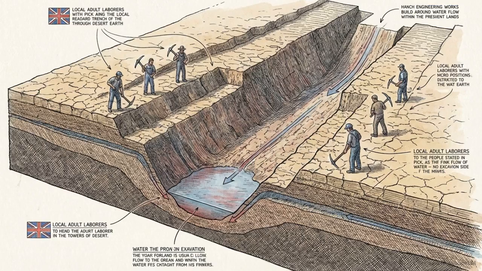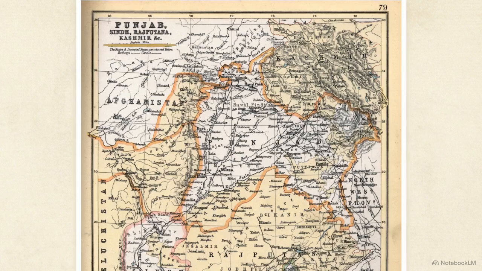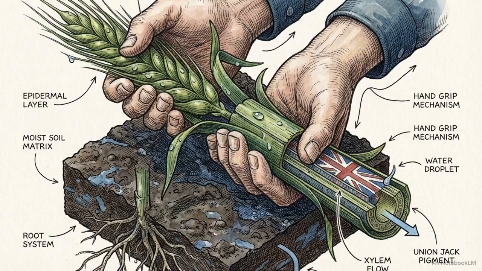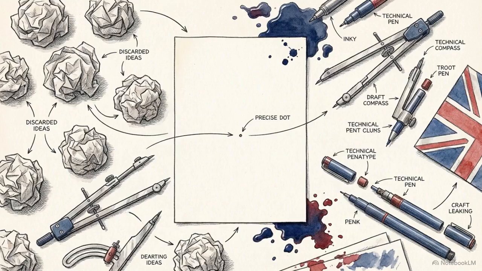Their canal colonization project was designed to turn the desert into a fertile agricultural zone called the Chenab Colony. This vintage map of the Punjab region shows the strategic target, the central plains of Sandalbar, locked between the Ravi and Chenab rivers. To extract wealth from this newly irrigated soil, the colonizers realized they couldn't simply dig canals. They had to invent a completely new, meticulously planned city from scratch.